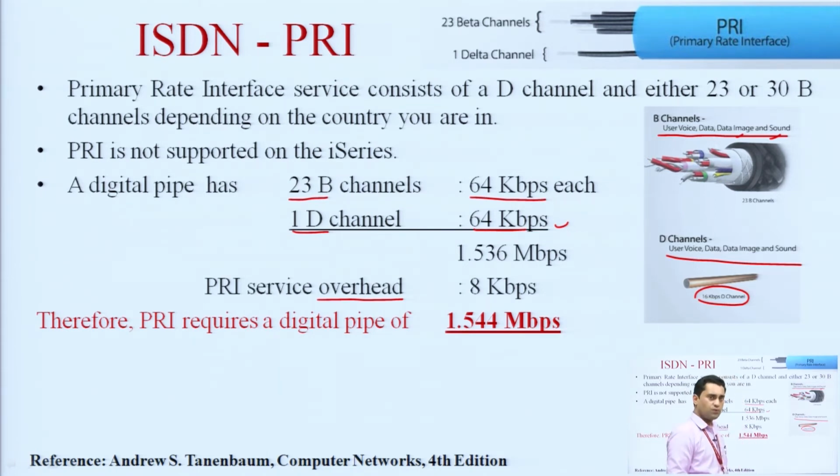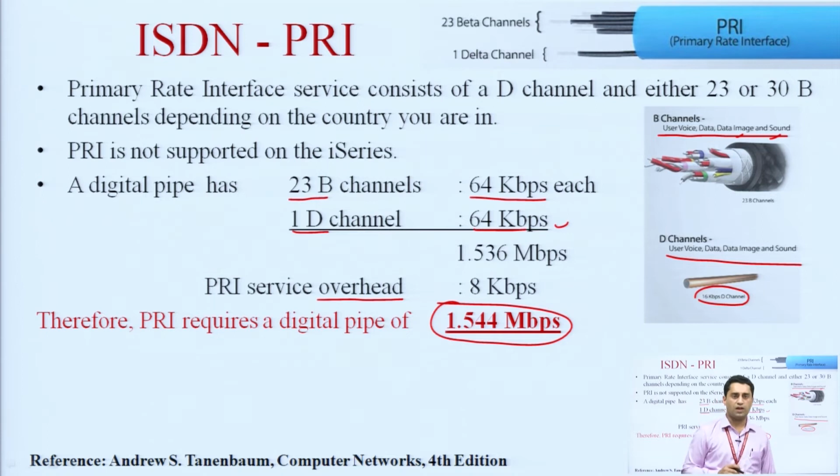So, in this case we are considering the required bandwidth, which is approx 1.5 Mbps. If you compare it with the BRI, it was in kbps, 192 kbps, and this is in Mbps. Okay? So, that is why in PRI we are using more channels, more bandwidth is required.